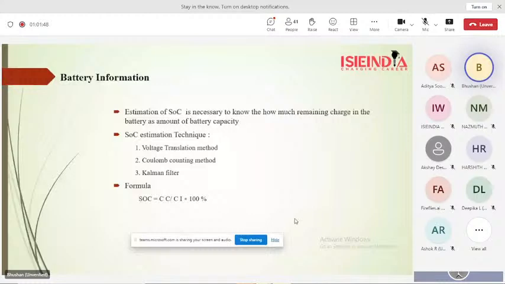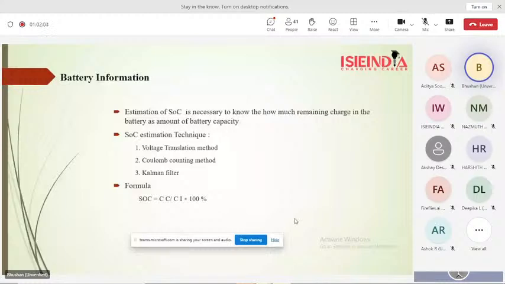You can go through the documents, and we have lectures on the voltage transition method also, like three to four videos are there, and the variation is there compared to other best methods.